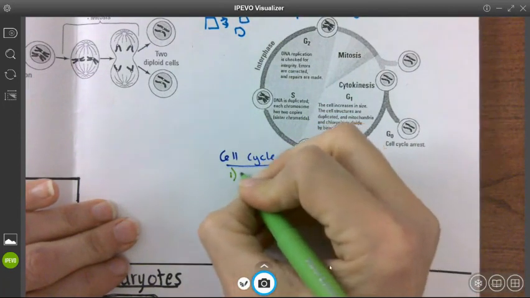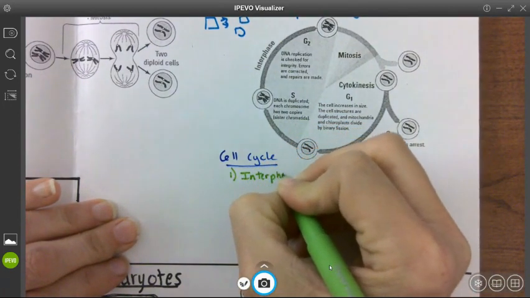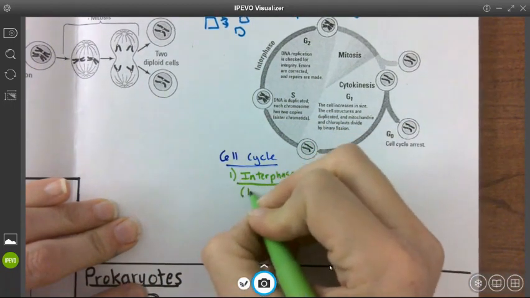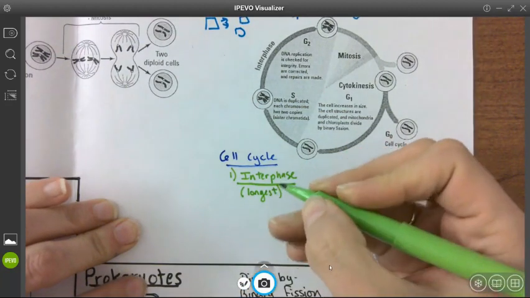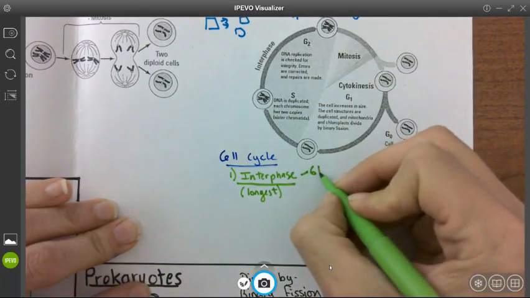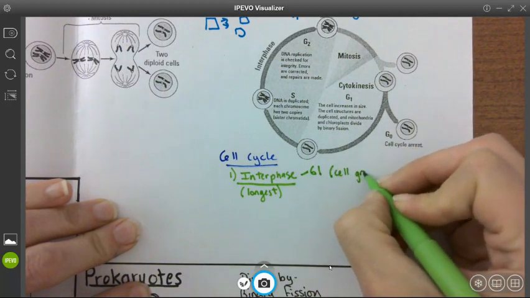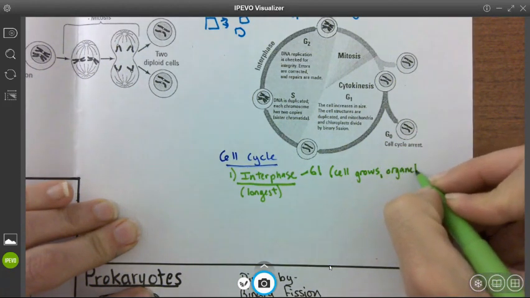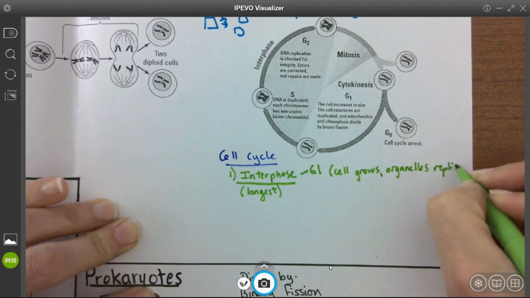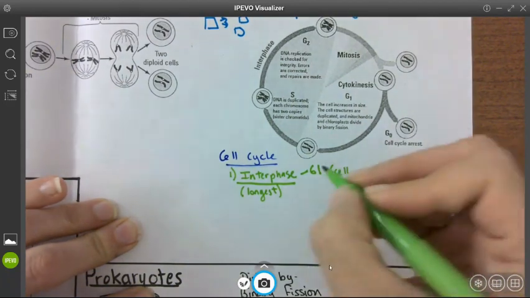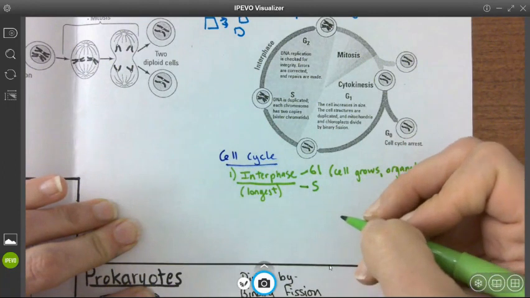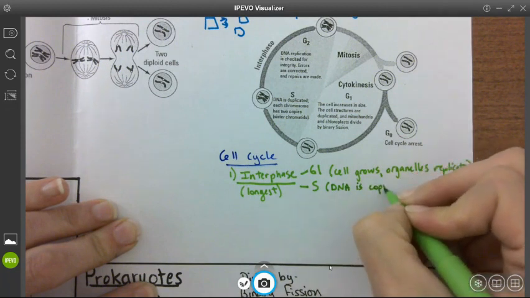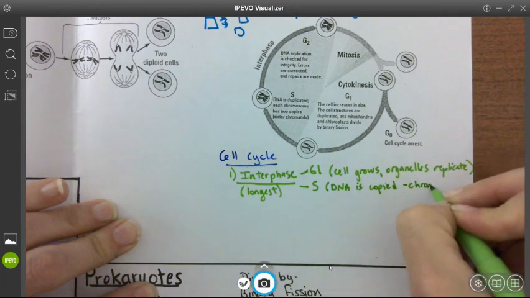Interphase is typically considered the longest phase of the cell cycle. Interphase has a couple major components. The first component is G1. This is when the cell grows. And this is when the organelles, like the mitochondria, replicate. Next, we have S. S stands for synthesis. This is when the DNA is copied. And at this point, the DNA is in chromatin form.